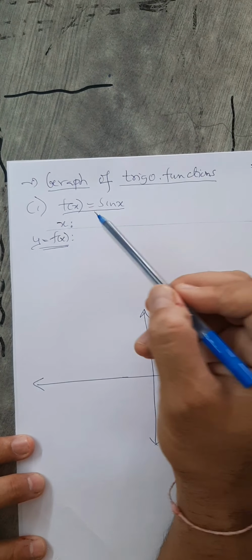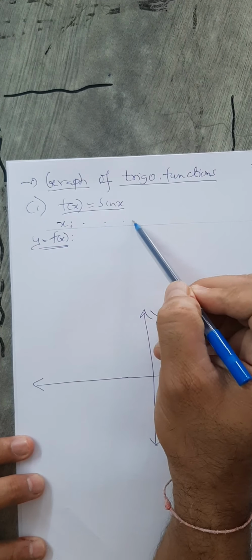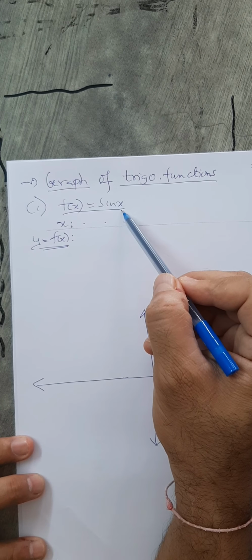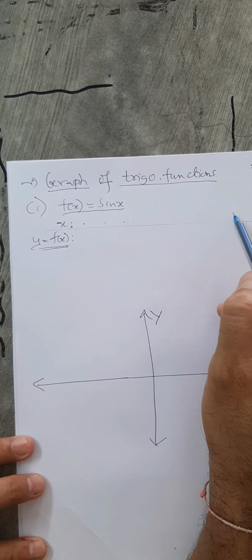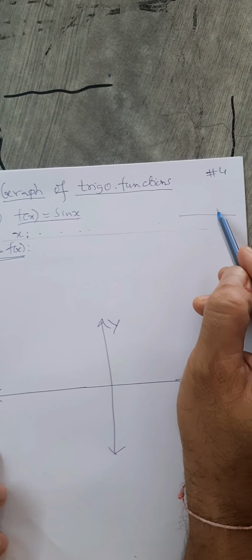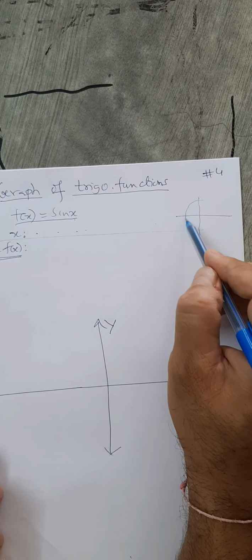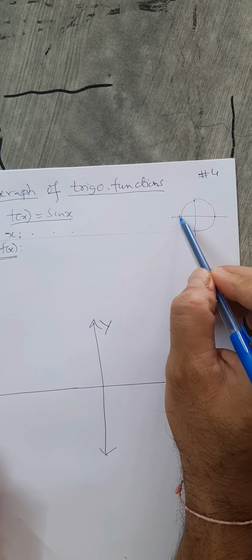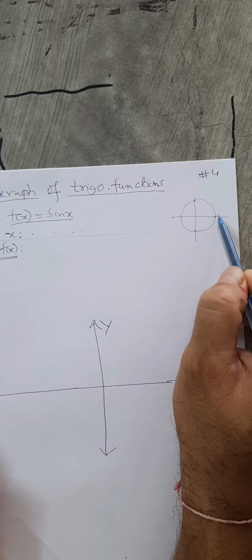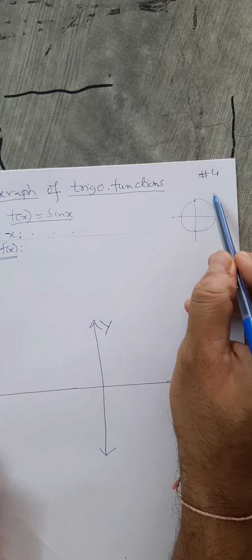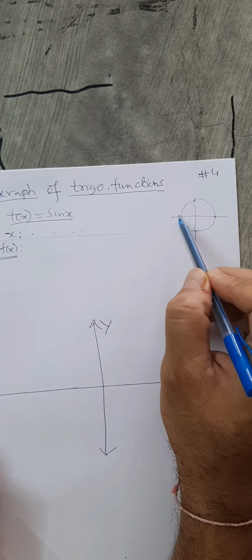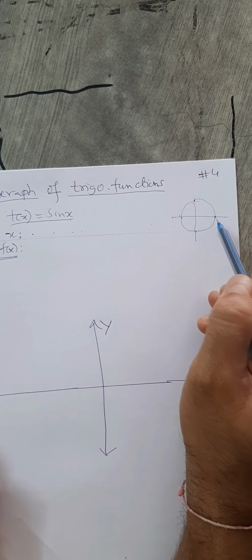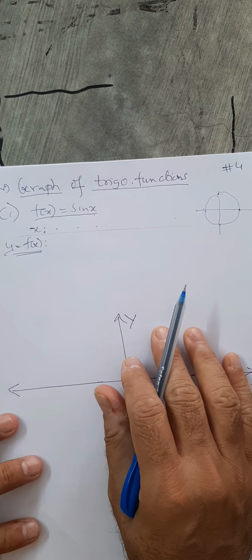Usually in linear and quadratic we used to take 0, 1, 2, 3, 4. But here we cannot take 0, 1, 2, 3 because we don't know what is sine 1. So we take values from the unit circle, remember. We start with 0, then pi by 2, then pi, then 3 pi by 2. Then the other values we take in this direction: that is 0, minus pi by 2, minus pi, minus 3 pi by 2 and so on.